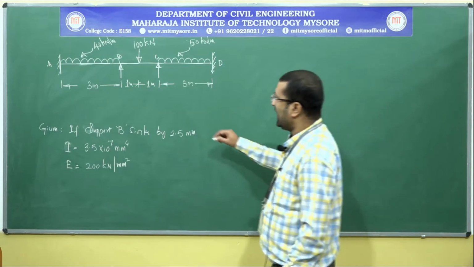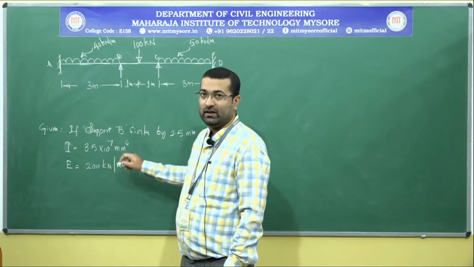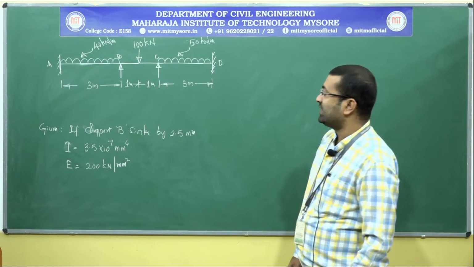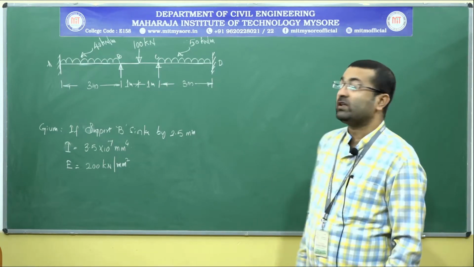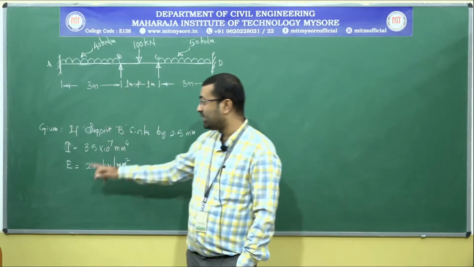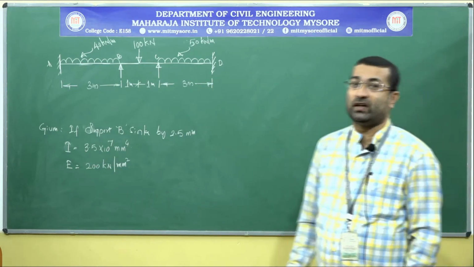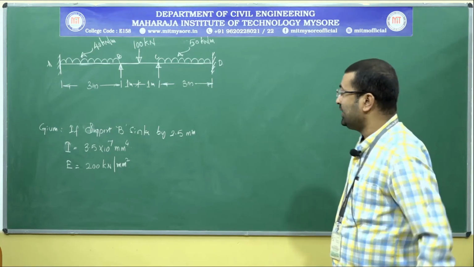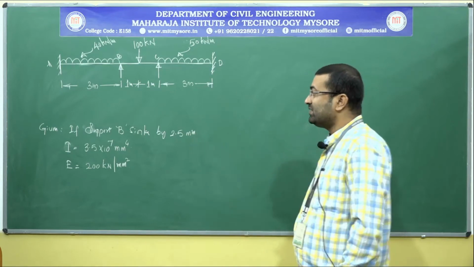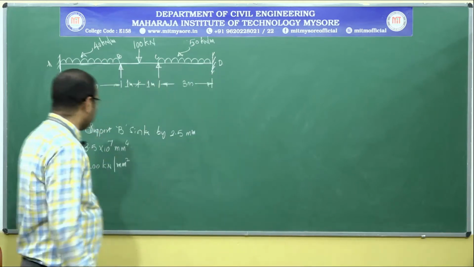As it is sinking by 2.5 millimeter, they have given two values. One is moment of inertia I of the sections, that is 3.5 into 10 to the power 7 millimeter raised to 4, and the Young's modulus of the beam material they have given it as 200 kilonewton per millimeter square. So our first duty before imposing the slope deflection method is we have to convert this I and E value into the EI value.